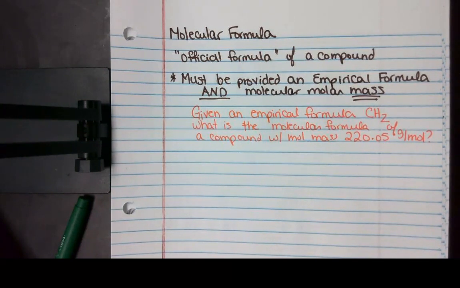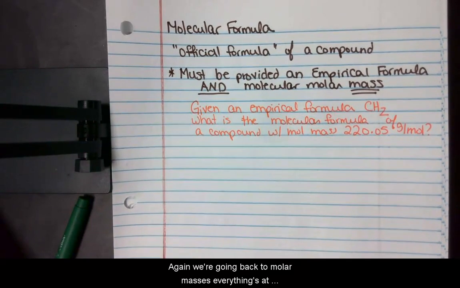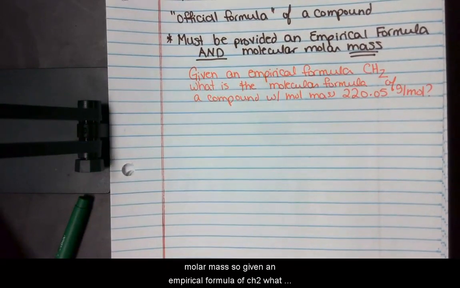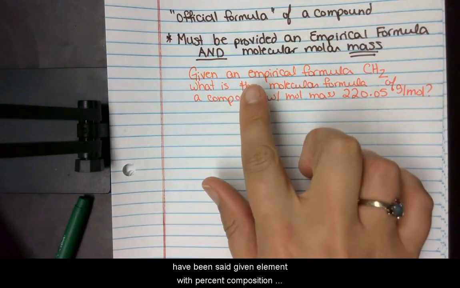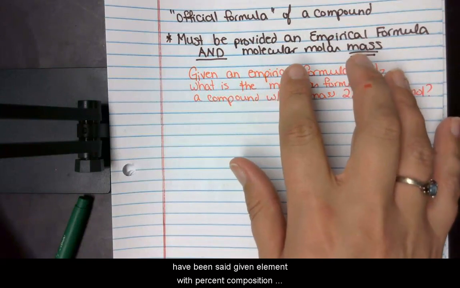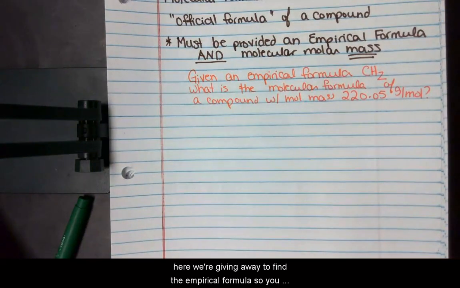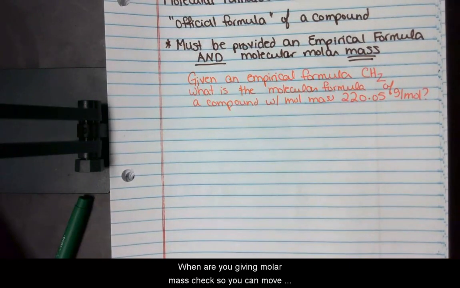So, again, we're going back to molar masses. Everything's about molar mass. So, given an empirical formula of CH2, what is the molecular formula of a compound with a molar mass of 220.05 grams per mole? Do we have an empirical formula? Check. It could have been said, given an element with percent composition, you were given a way to find the empirical formula, so you would have been able to do it. Then, are you given molar mass? Check, so you can move forward.